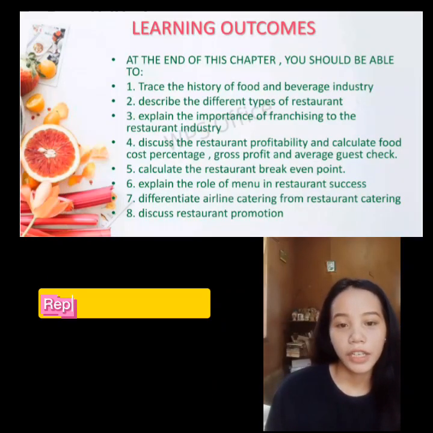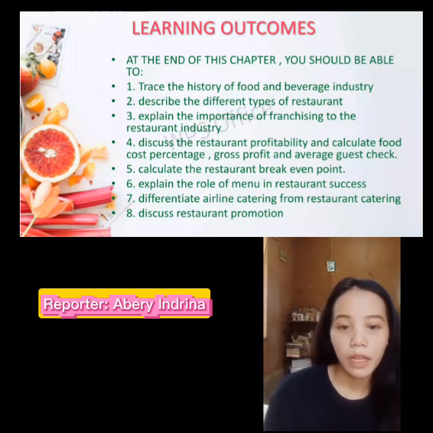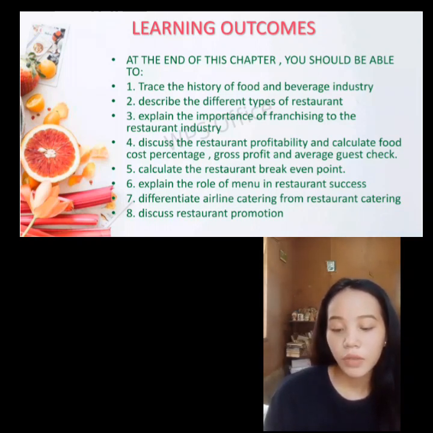So here are the learning outcomes. At the end of this chapter, you should be able to trace the history of the food and beverage industry, describe the different types of restaurant, explain the importance of franchising to the restaurant industry, discuss restaurant profitability and calculate food cost percentage, gross profit, and average guest check.